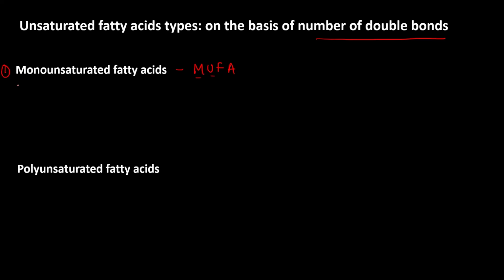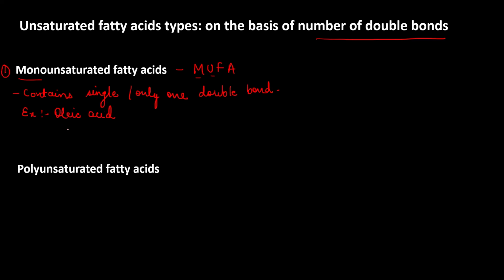As the name suggests, mono means single. So it contains only one double bond. And what is the example of a monounsaturated fatty acid? The example is oleic acid. Oleic acid has 18 carbons and one double bond. So it is a monounsaturated fatty acid.